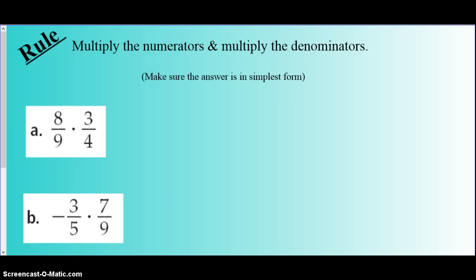So our rule: multiply the numerators and multiply the denominators. Make sure the answer is in simplest form, so put that in your notes so that you have this. We'll do a couple more problems here.